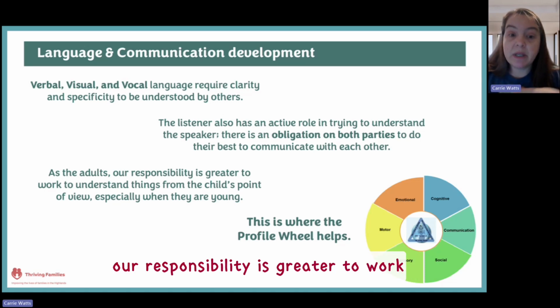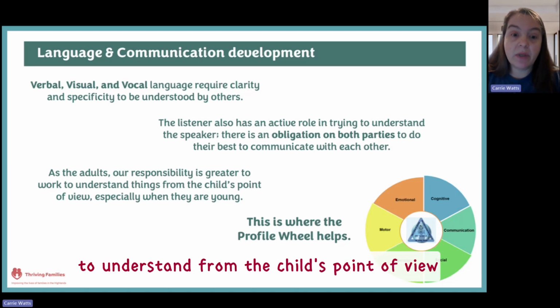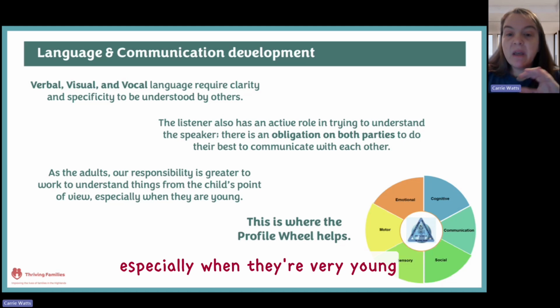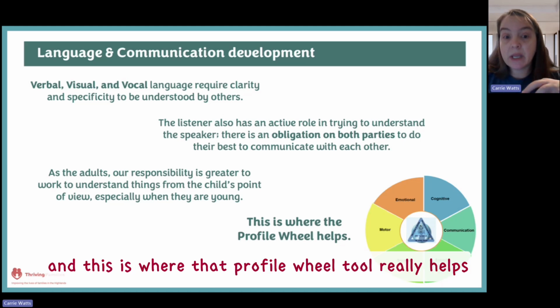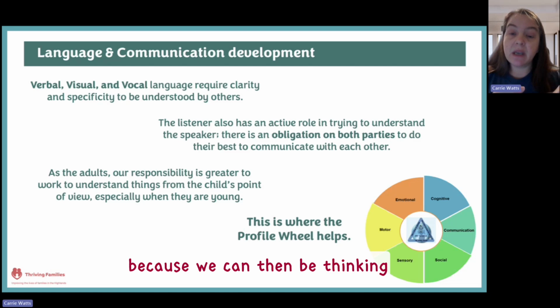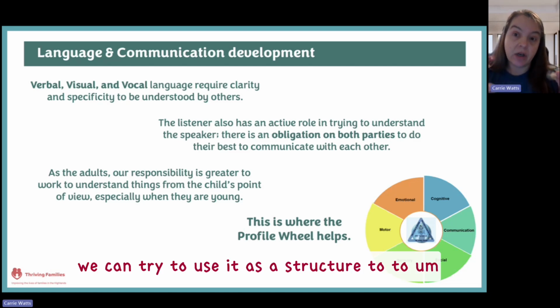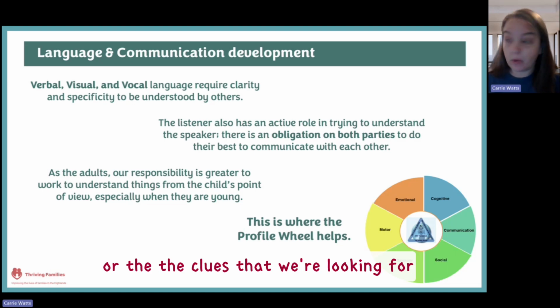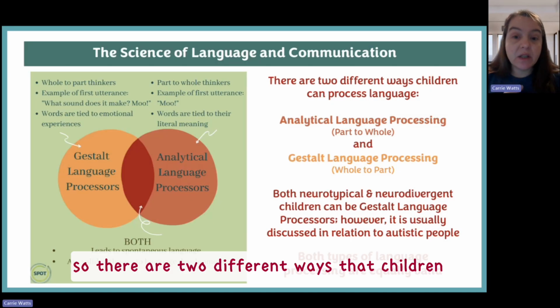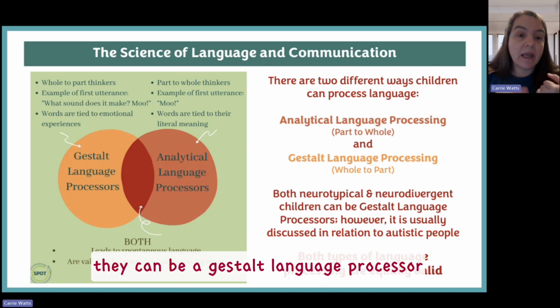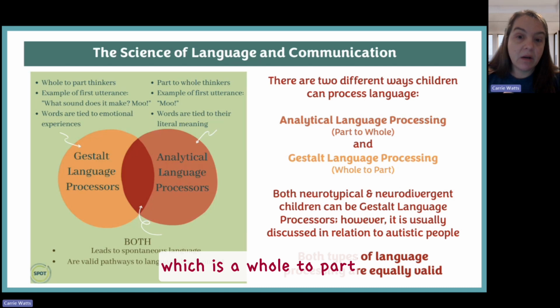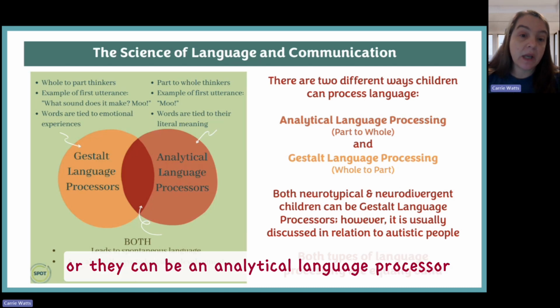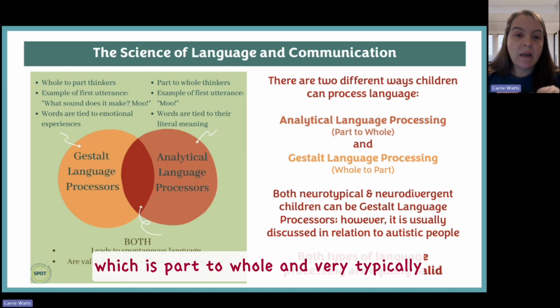Additionally, as an adult, our responsibility is greater to work to understand from the child's point of view, especially when they're very young. And this is where that profile wheel tool really helps, because we can use it as a structure to guide the kind of conversation that we're having or the clues that we're looking for. So there are two different ways that children can process language. They can be a gestalt language processor, which is a whole to part, or they can be an analytical language processor, which is part to whole.